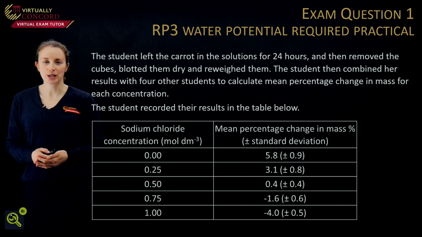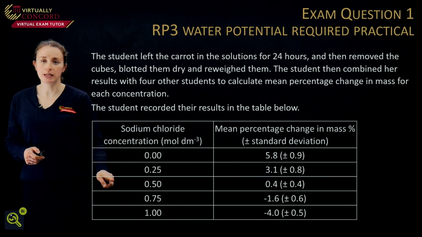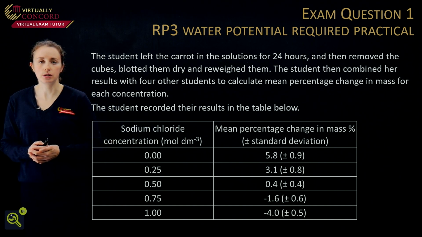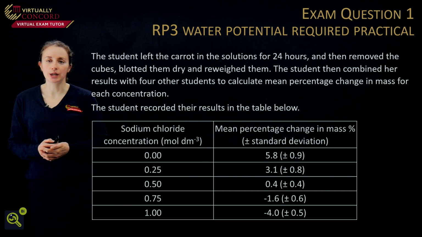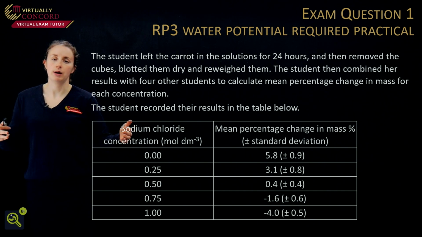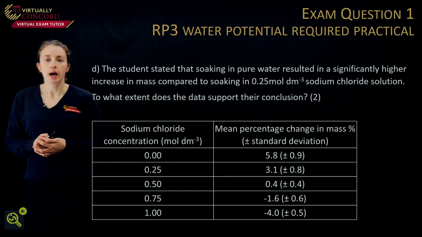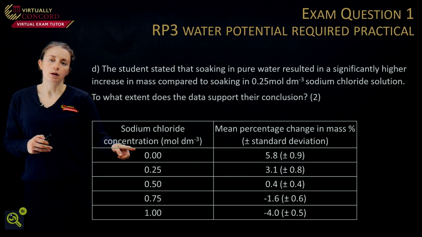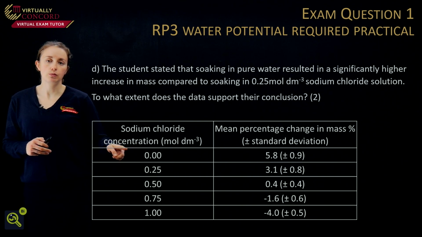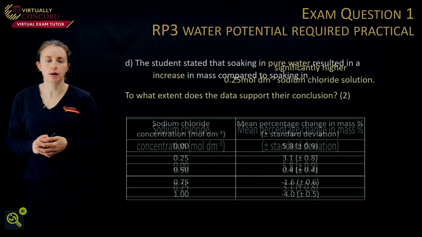For the next part of this question, you are given the mean percentage change in mass values for the carrot cubes in different concentrations of sodium chloride solution. And you are also given the standard deviation values. Standard deviation indicates the spread of the data around the mean, so the bigger the number, the bigger the spread of the data. And you are asked to evaluate the student's conclusion that a concentration of 0, so pure water, gives you a significantly higher increase in mass compared to 0.25.